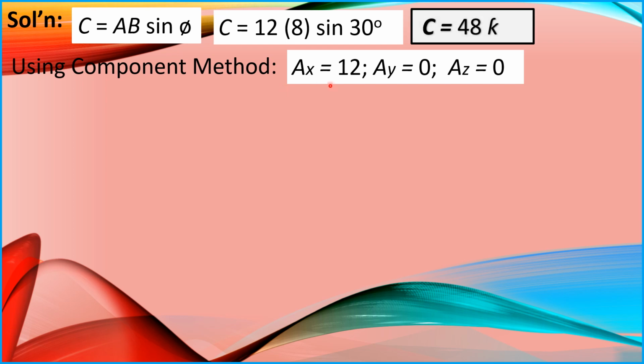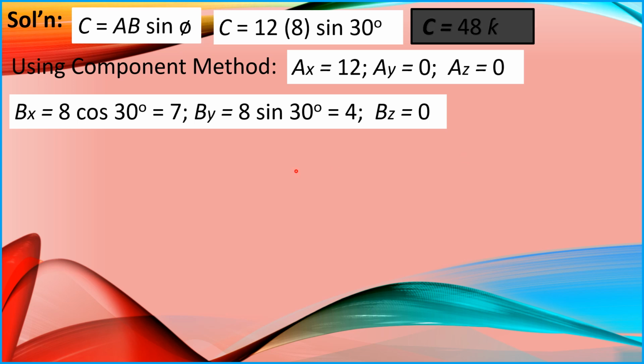We first identify the x, y, and z components of vector A. That is, ax is equal to 12 units, and it has no y component and no z component. So ay is 0, az is 0. For vector B, the magnitude of the x component is 8 cosine of the angle phi, 30 degrees.